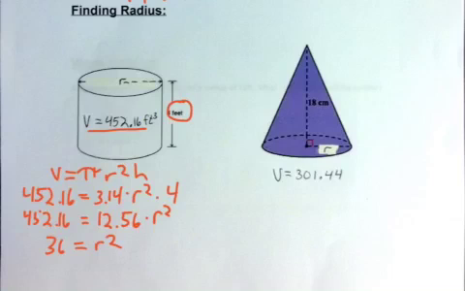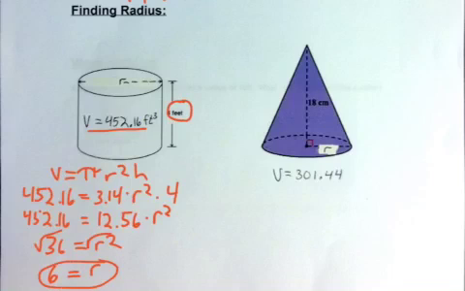Now that is not r. There might be a possible answer that says 36, but that's not the radius. It's the radius squared. So how do I find what r is? Well, I've got to take the square root. Take the square root of 36, and most of you should already know that the square root of 36 is 6. So the radius is 6.